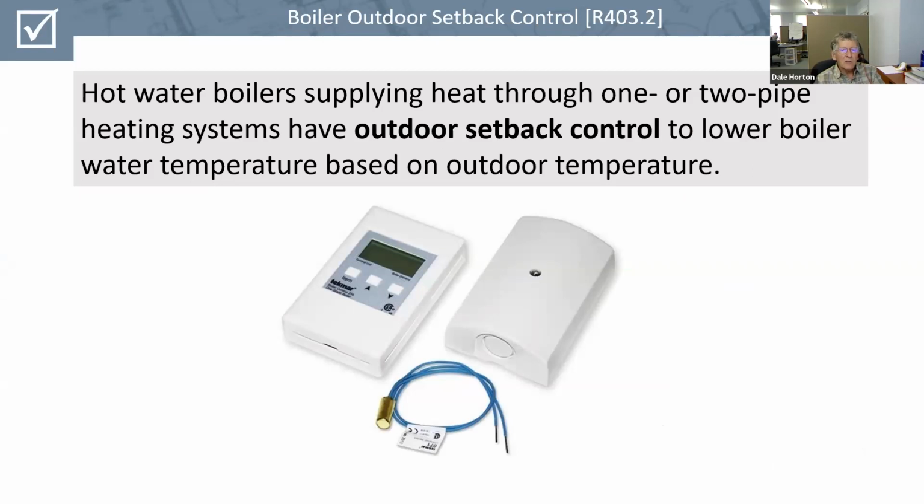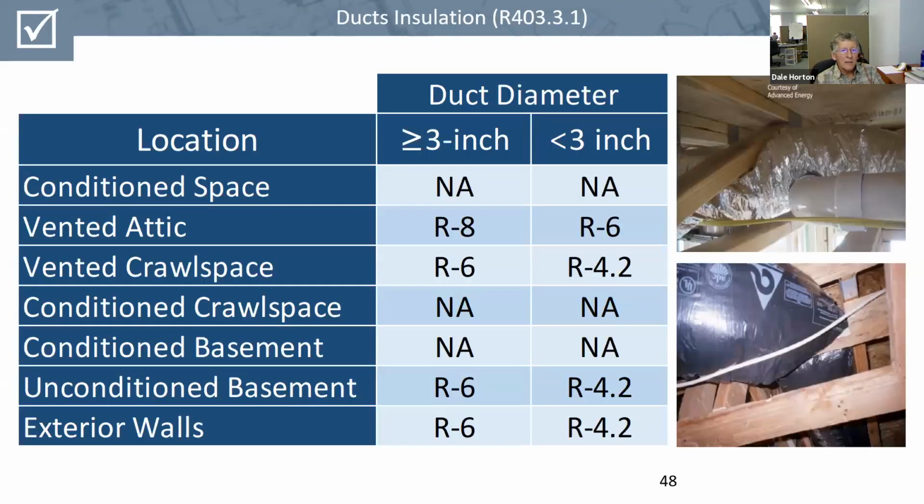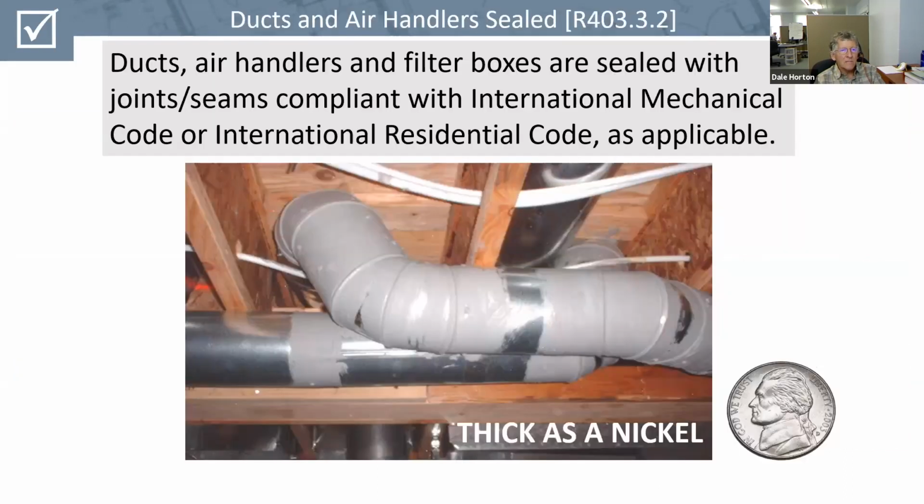There's an outdoor setback control required for boilers so that you lower the boiler temperature when the outdoor air temperature is higher. The duct insulation requirements have changed now in the 2018 version. The insulation required around ducts is based on its location and the size of the duct. There's nothing here that's going to be alarming in terms of radically different values. It's just that in some locations for lower volume ducts, they're allowing a little bit less insulation.